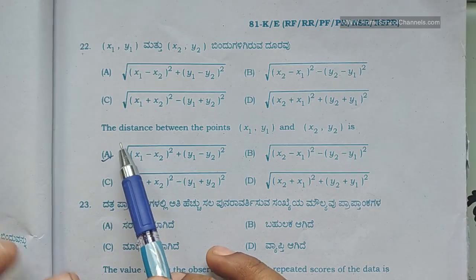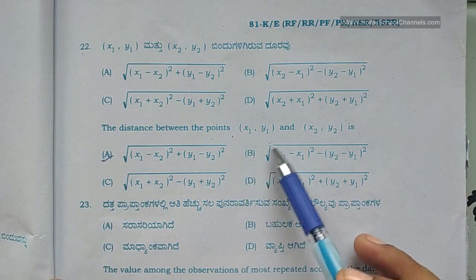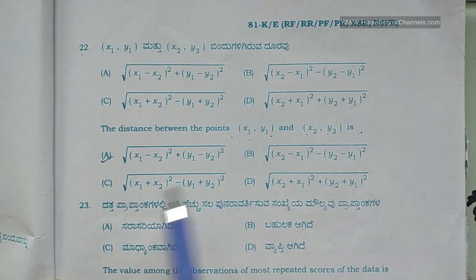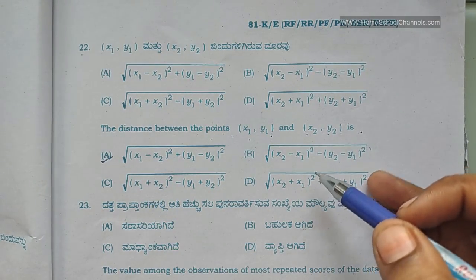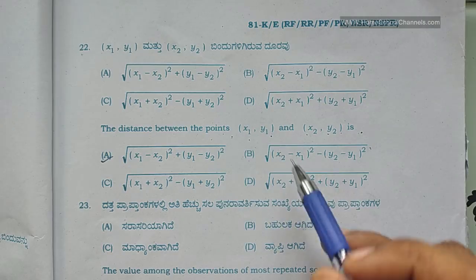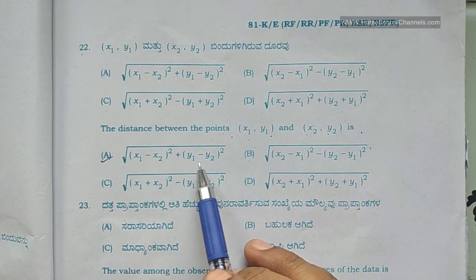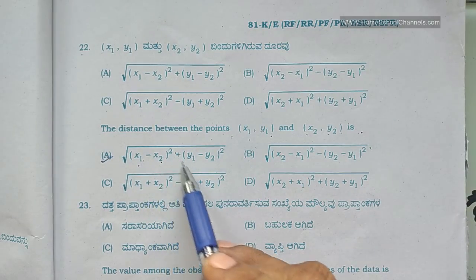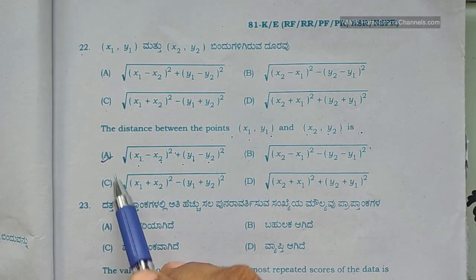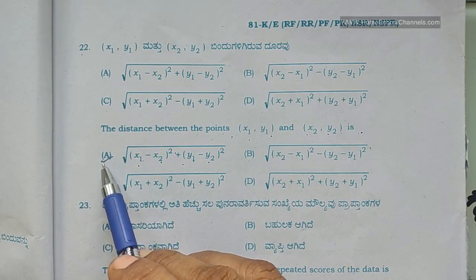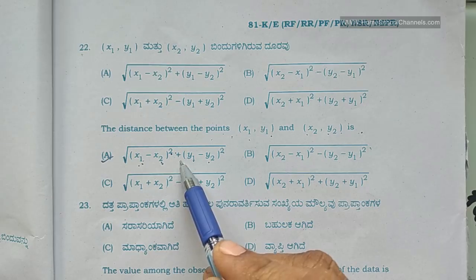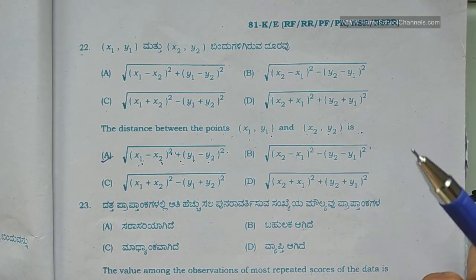22nd one, the distance between the points (x1, y1) and (x2, y2) is. Distance formula, as I have told you, they may give you square root of (x2 minus x1) whole square plus (y2 minus y1) whole square, or (x1 minus x2) whole square plus (y1 minus y2) whole square. Therefore, your answer is option A, square root of (x1 minus x2) whole square plus (y1 minus y2) whole square.